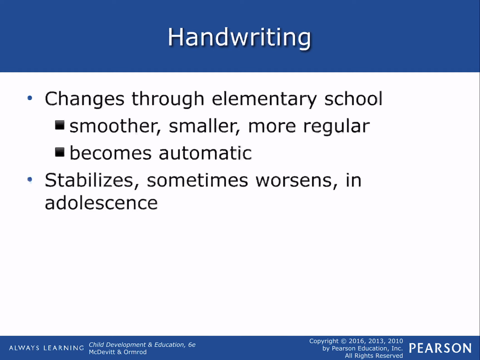It becomes automatic, so they don't have to focus on it. You can listen to the teacher and you can write, so you don't have to think what an A looks like after a while. It just becomes automatic. And then stabilizes and sometimes worsens in adolescence. That's because adolescents get impulsive, and so they start to write faster, and they start to just let their brains be more careless with the way that they write.